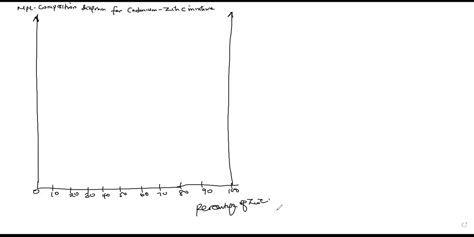And here, since I'm moving up to 490, I can use 50, 100, 150, 200, 250, 300, 350, 400, 450, 500. So this is the melting point in degrees Celsius.